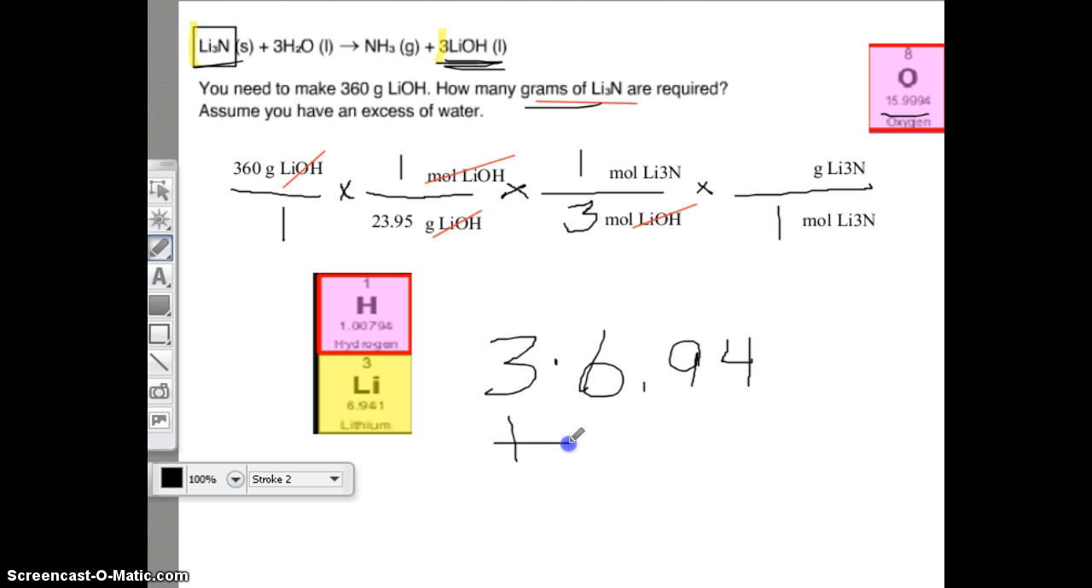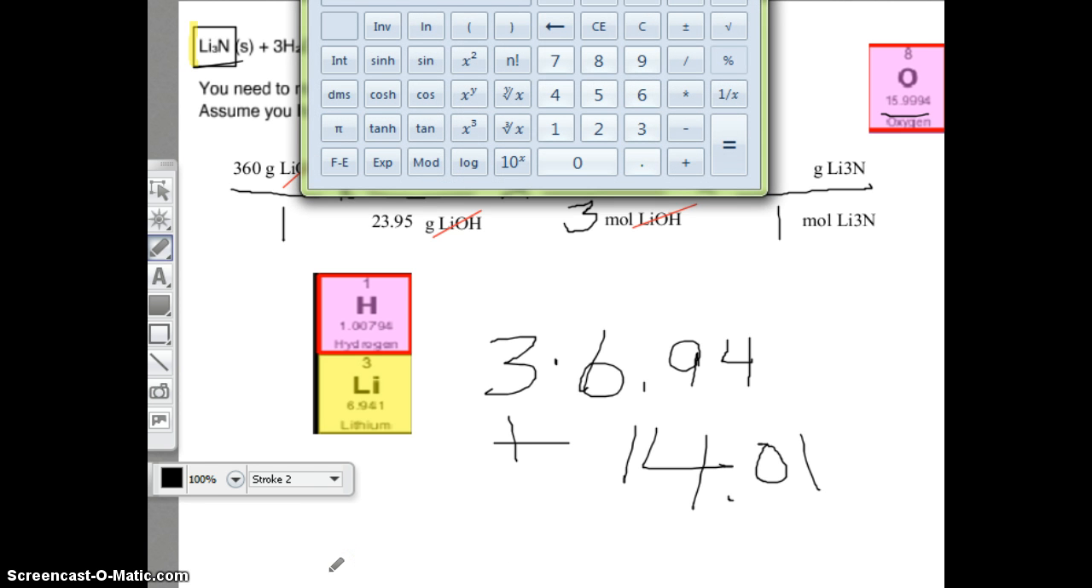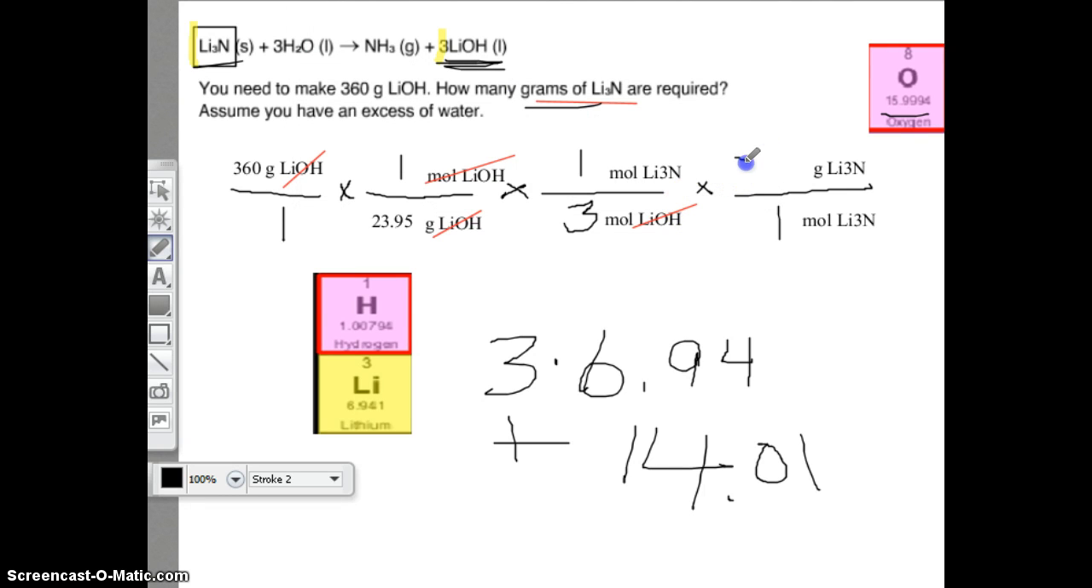6.94 plus 1 nitrogen. And nitrogen weighs 14.01. How did I know that? I looked it up on the periodic table. So I put those in my calculator, again, being careful with my multiplication sign to make sure I multiply only the lithium. And I get 34.83. So 34.83. Cross off my moles, and then I check. Grams of lithium nitride. That's what I want for my answer.